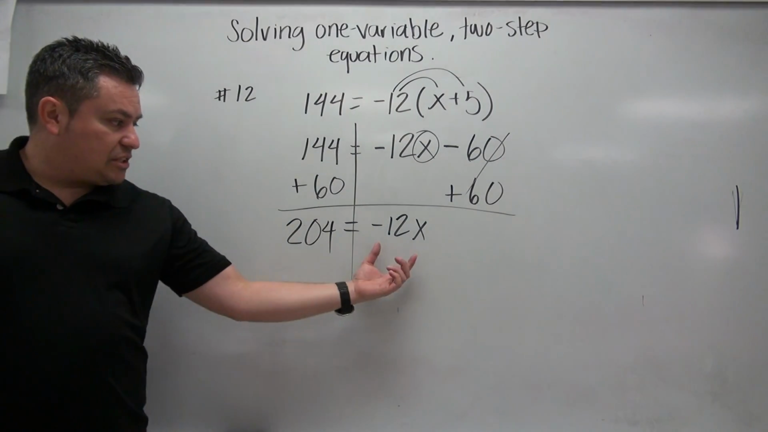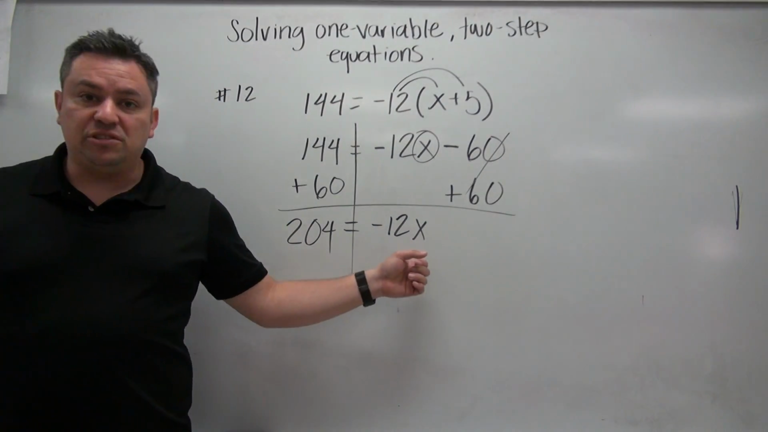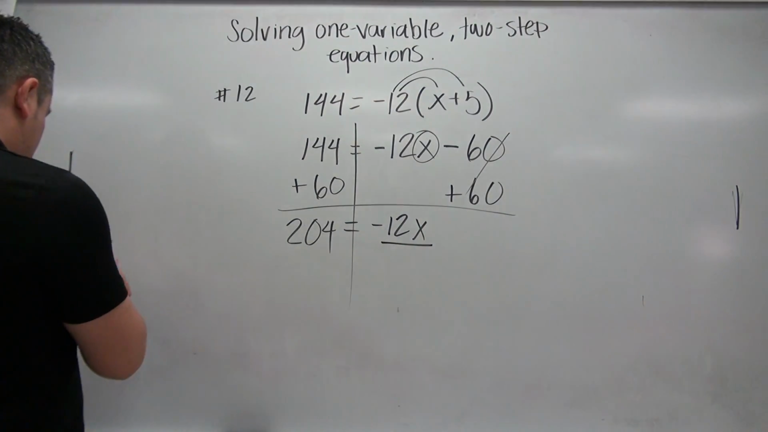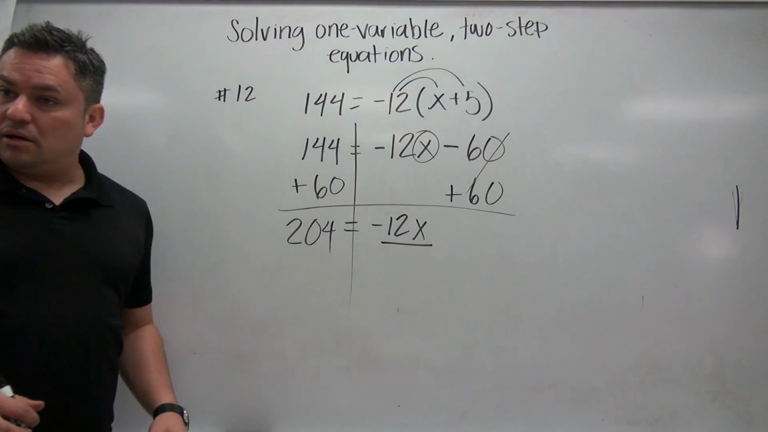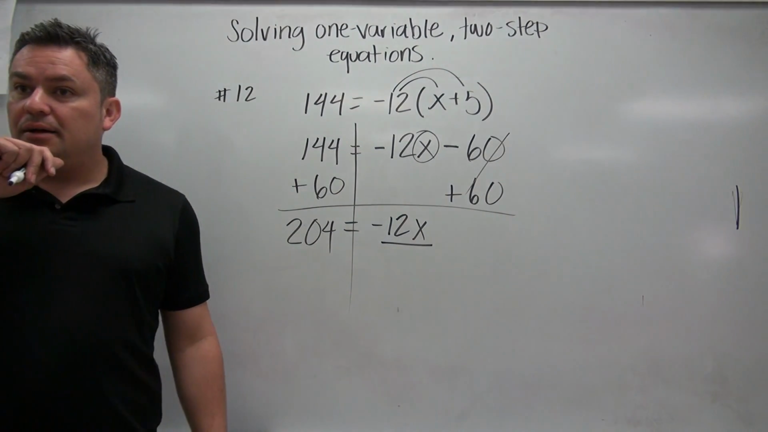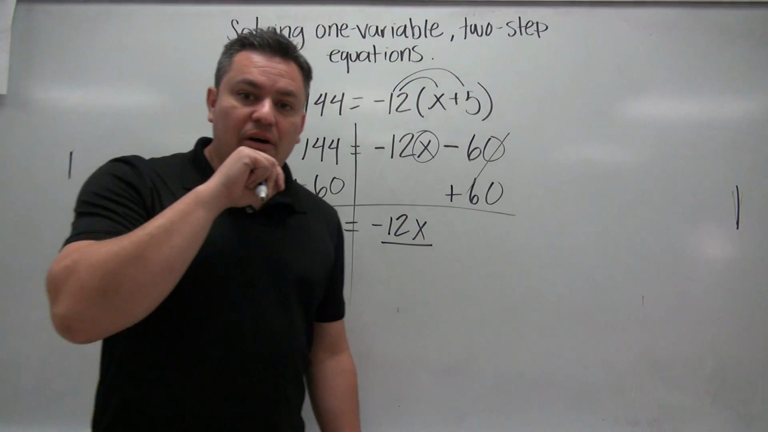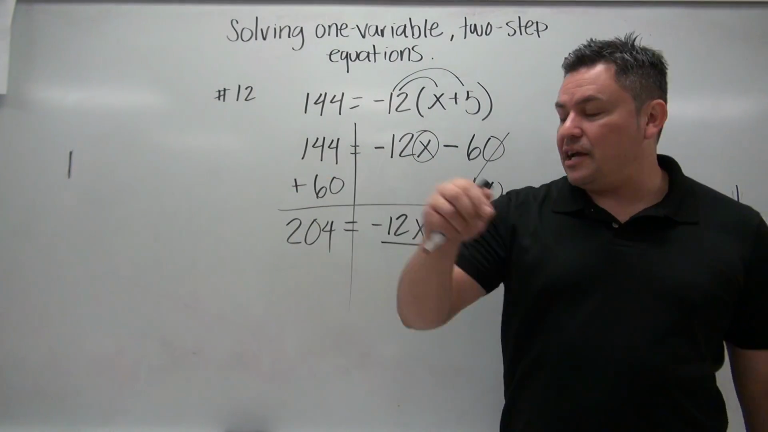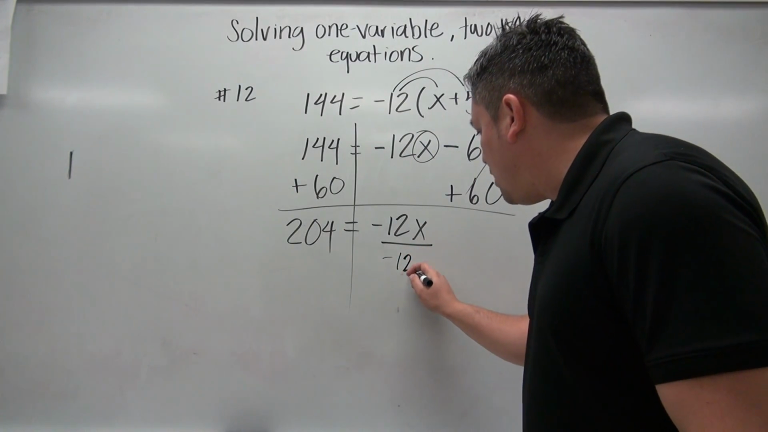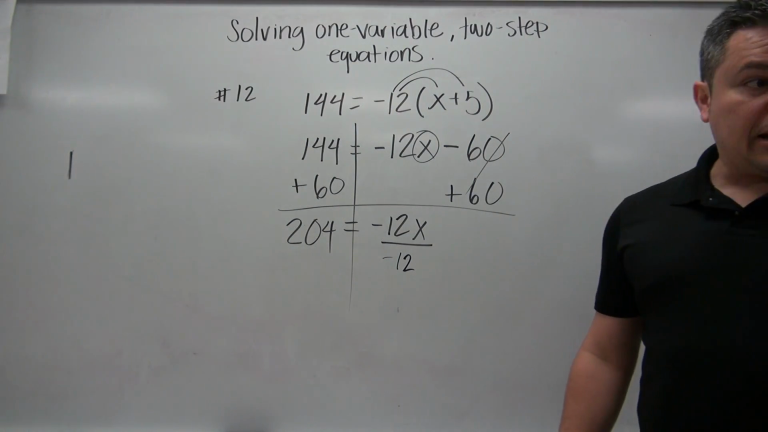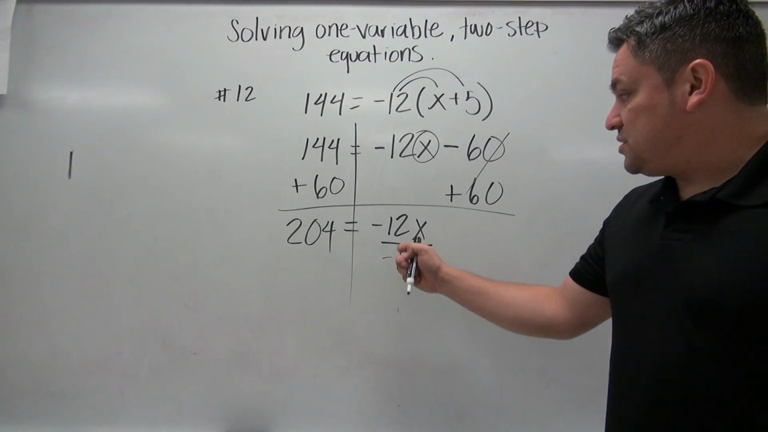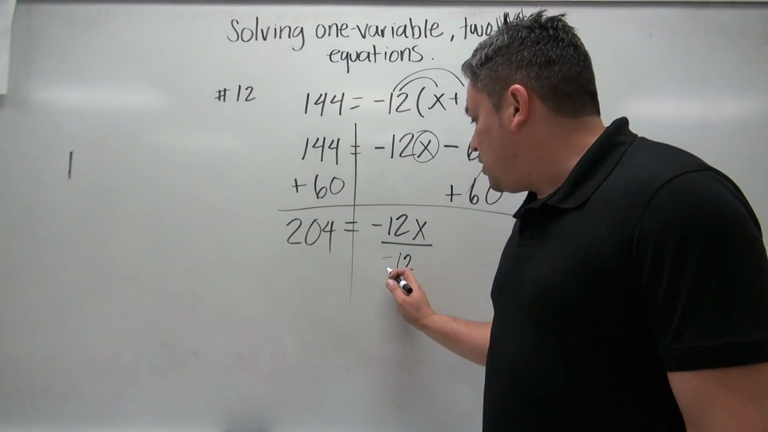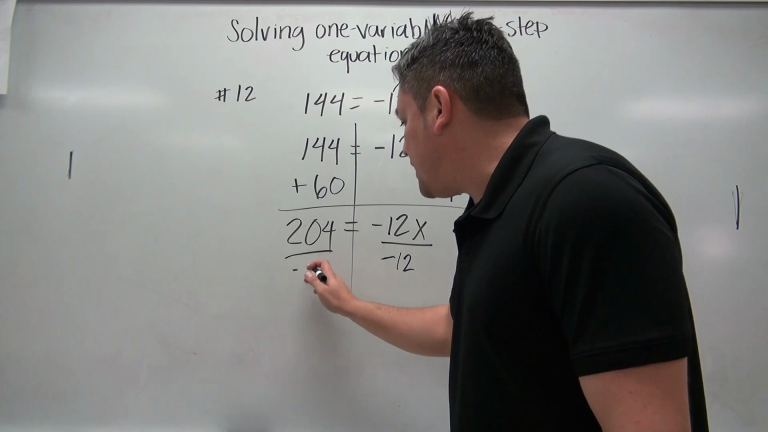Now what is the 12 and the x doing again? Multiplying. And the opposite of multiplication is division. So we're going to divide by 12. What are we dividing by? Negative 12. Thank you. Yeah, you have to bring the sign with it, because what's negative is the 12, not the x, not necessarily yet. So we divide by negative 12.